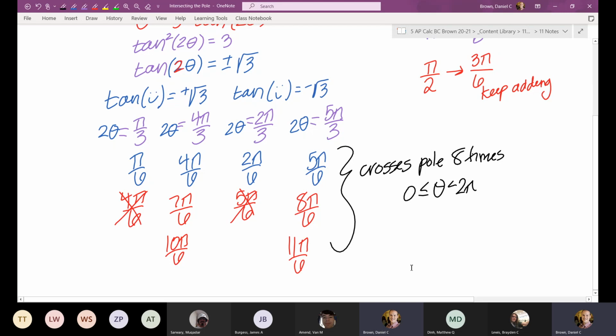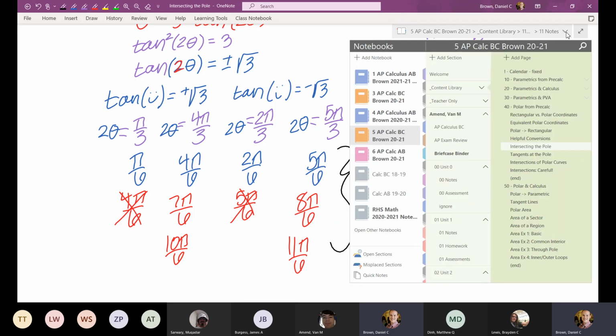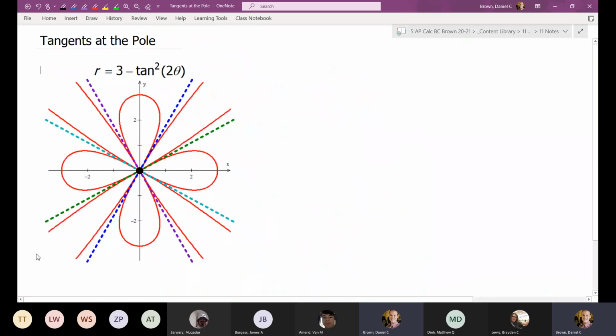The other reason why I want to do this is all of those 8 points that we found, those are all angle measurements where it's crossing the pole. Those actually have a direct calculus meaning as well. So something that is new, something that's not from pre-calculus.